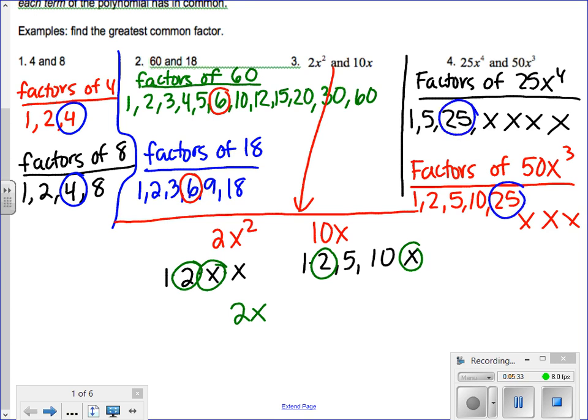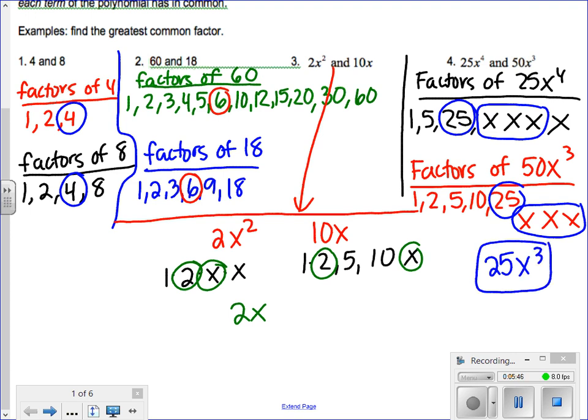That's 25. And then 50x to the third has 3 x's, and there's at least 3 x's up at top. So that GCF is 25x cubed. Now that's a good way to find the GCF, to list out every single factor and then observe the greatest. But it takes up a lot of space and it's kind of time consuming.